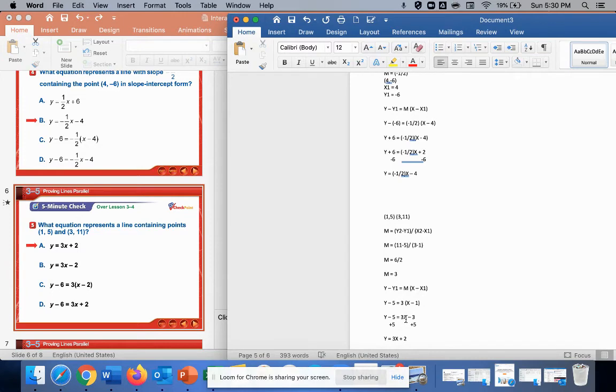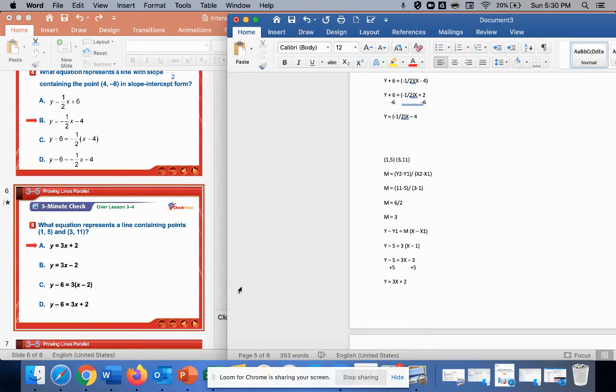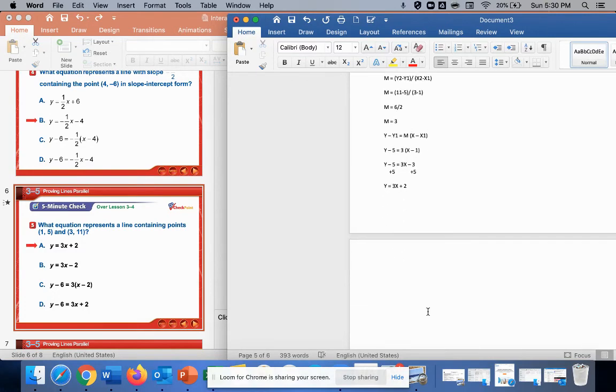First thing you're going to do is distribute the 3, so it's y minus 5 equals 3x minus 3. Then add 5 to both sides. These cancel out, so you get y equals 3x, minus 3 plus 5, which is just plus 2. Y equals 3x plus 2.